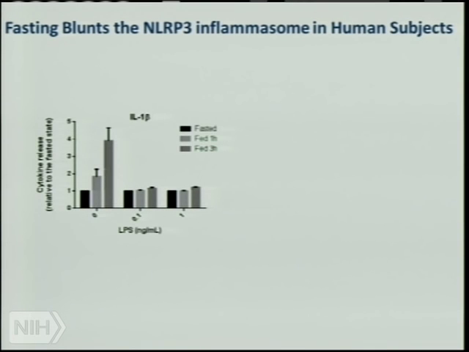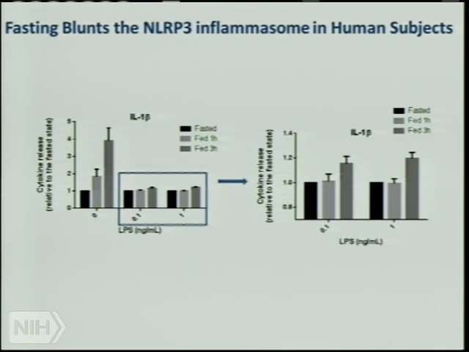But anyway, so these are the data, at least on IL-1 beta release. And you see that even without the addition of LPS, so purely in the basal state, when you stimulate the inflammasome, the fasted human subjects, both peripheral blood mononuclear cells and monocytes, have markedly less IL-1 beta release compared to the 3-hour fed state.